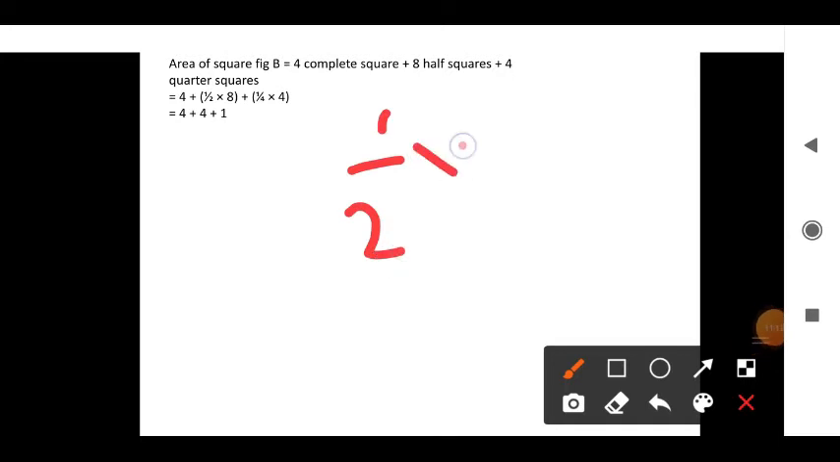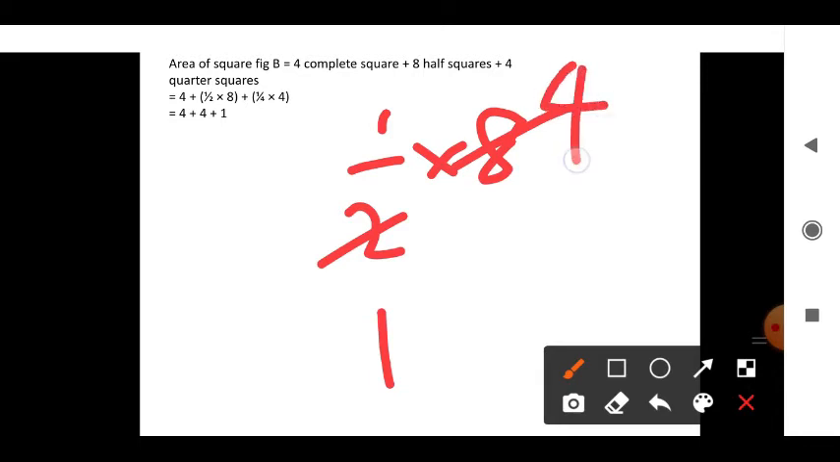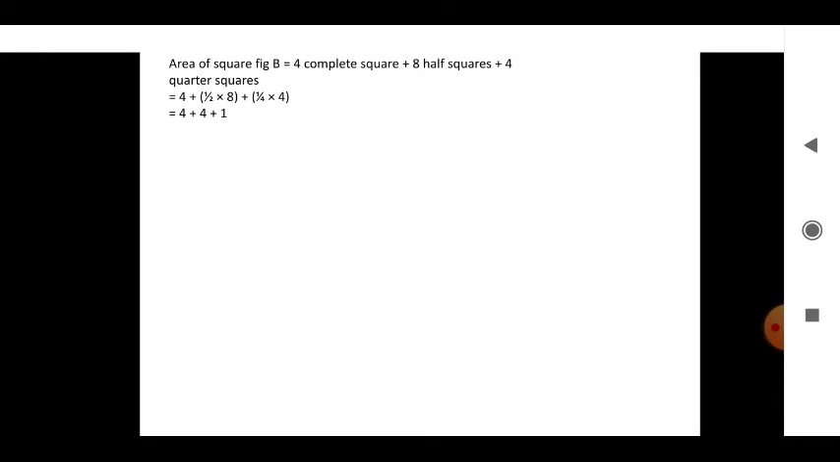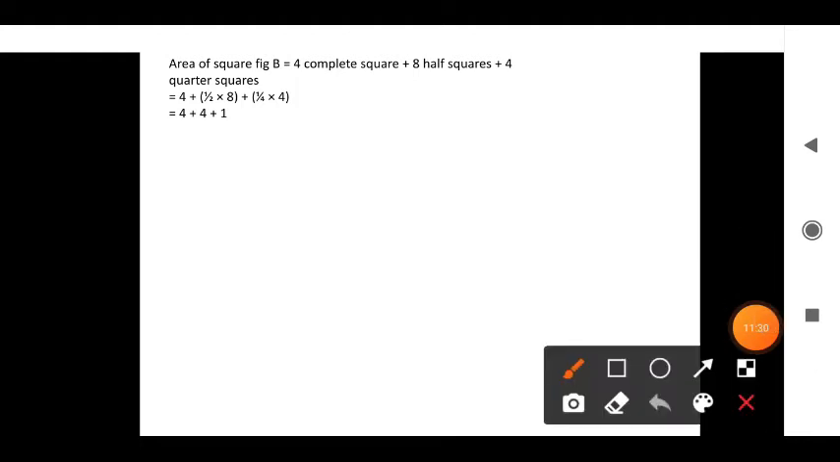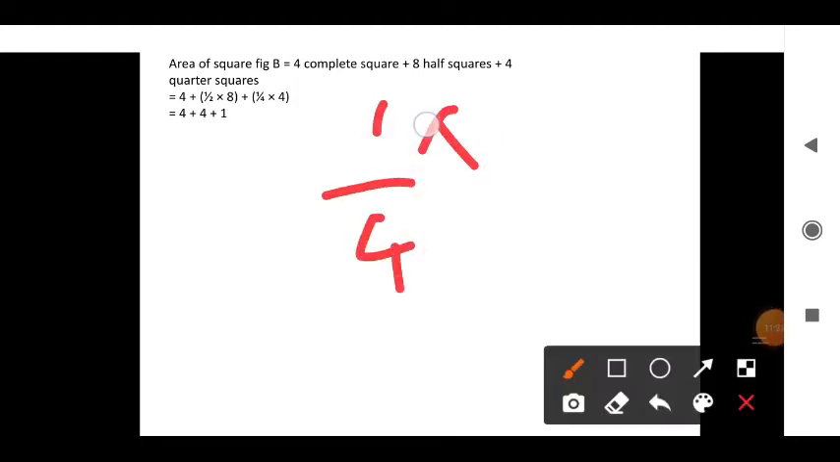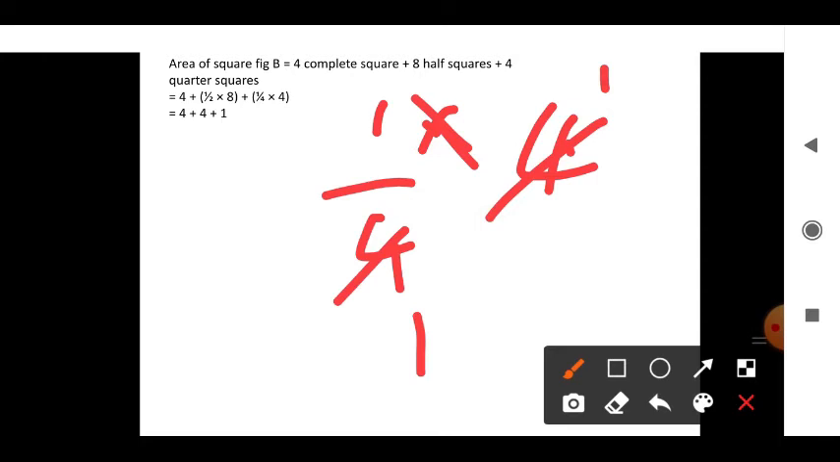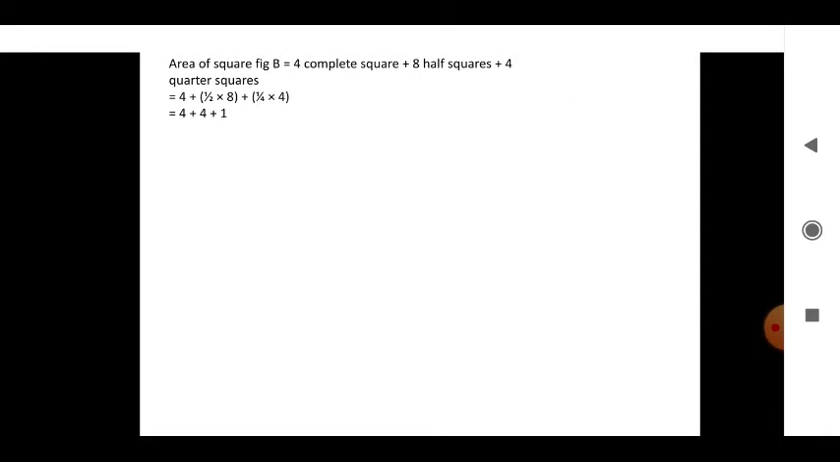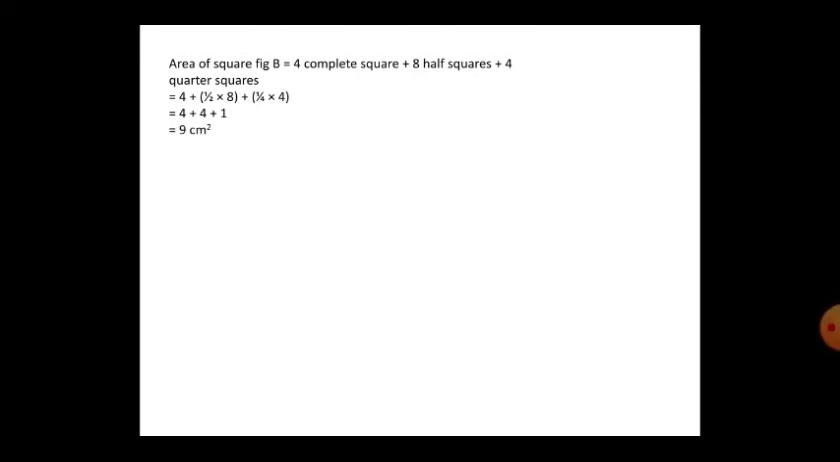Now, you can cancel out, right? See here, 1 by 2 into 8, it is a fraction. 2 ones are 2, 2 fours are 8, right? Now 1 into 4 is 4. And again 1 by 4 into 4: 4 ones are 4, 4 ones are 4, 1 into 1 is 1 only. Now see, 4 plus 4 is 8, 8 plus 1 is 9, 9 centimeters square.